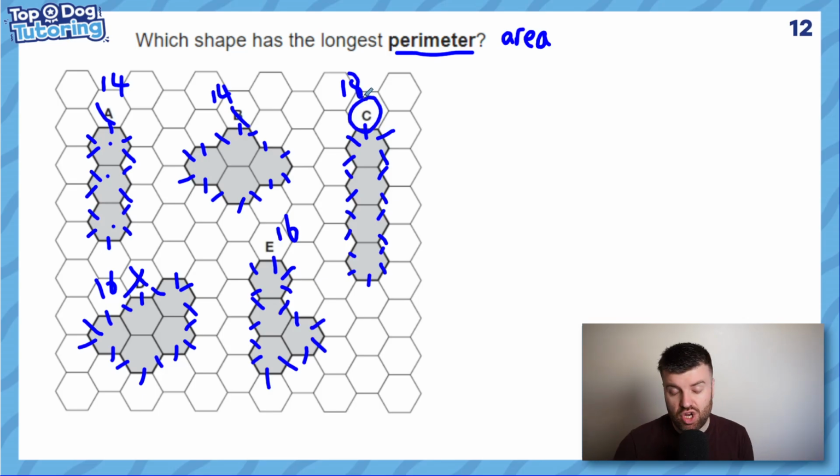The most basic version of a perimeter question, we simply just count around the edge. In this case, it's C and it's testing, do we know what perimeter is? I hope by now we do.